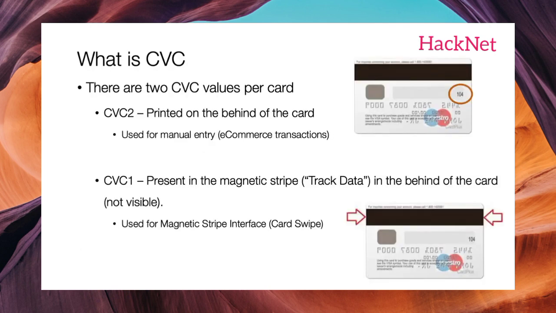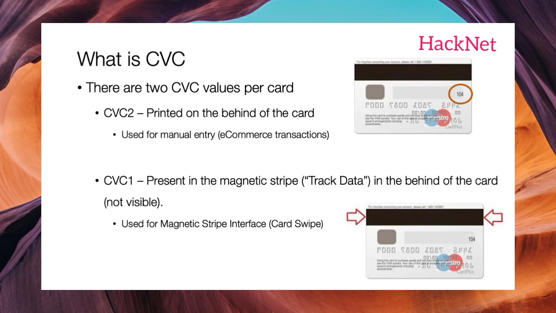So let's look at what CVC is. For a given card, there are two CVC values, CVC1 and CVC2. The first one is CVC2, which is printed and visible on the back of the card, below the magnetic stripe on the right side. This CVC value is used for any manual entry transactions. When I say manual entry transactions, whenever we do a transaction on an e-commerce website, we enter the card number, expiry date and CVC value. The CVC value that we enter is the one that is visible on the plastic. So this is called CVC2.